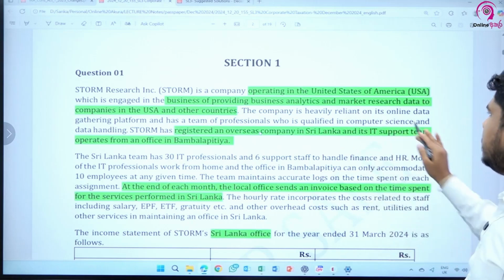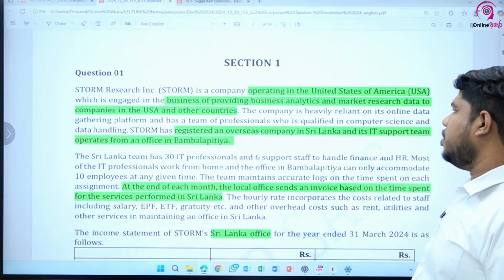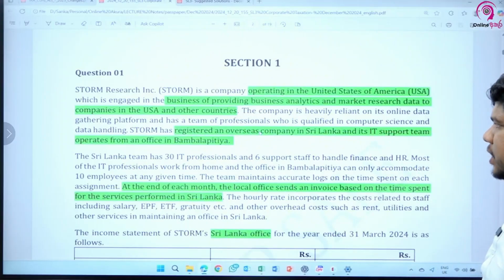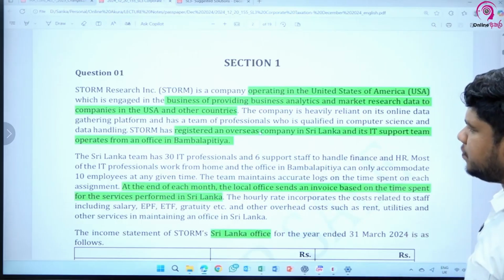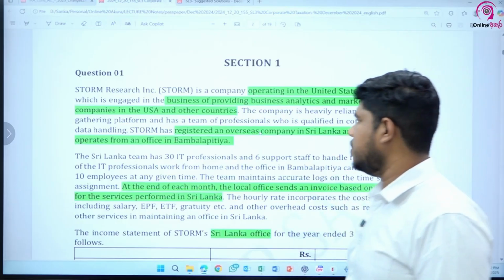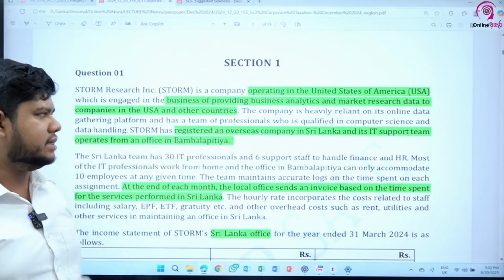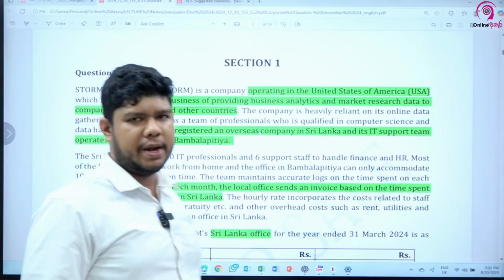The company is heavily reliant on its online data gathering platform and has a team of professionals who are qualified in computer science and data handling. Storm has registered an overseas company in Sri Lanka and its IT support team operates from an office in Bambalapitiya. Very important. This might be the relevant part for us. Now this is an overseas company.